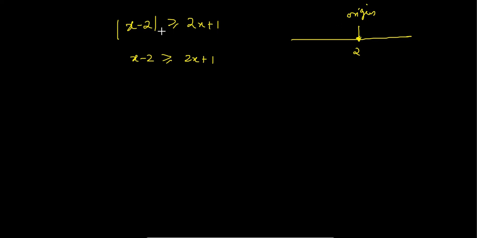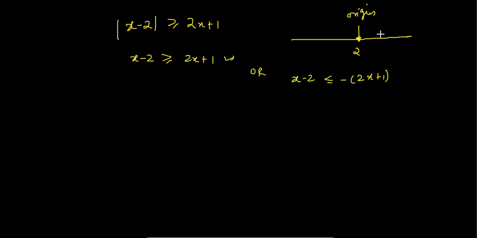So it is saying that distance is greater than 2x plus 1. Greater than 2x plus 1 means either my distance is greater than 2x plus 1, that is inequality number 1, or that the distance is less than or equal to minus of 2x plus 1. Just like we did x minus 2 is greater than or equal to 5.